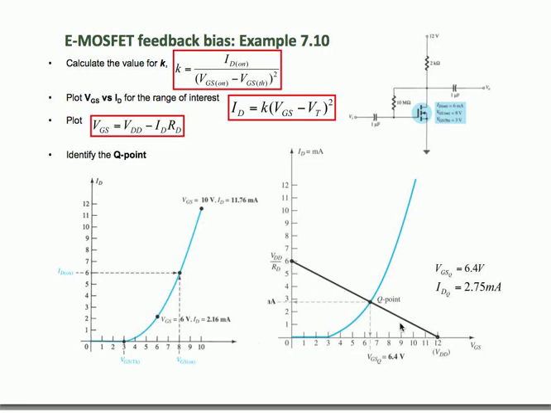You find the first point by setting the value of ID equal to 0. When ID is equal to 0, VGS is equal to VDD. So that's 1 point over here, right? The other point you find by setting the value of VGS equal to 0. When VGS is equal to 0, ID is simply VDD divided by RD. So that's another point over here. You connect the 2 points together to form your load line, and the intersection between your load line and your transfer characteristics gives you your Q point, from which you can read out VGSQ and IDQ, and these are your answers for this particular question.